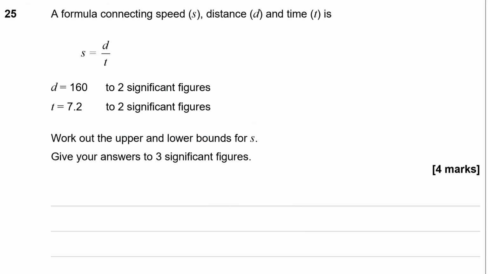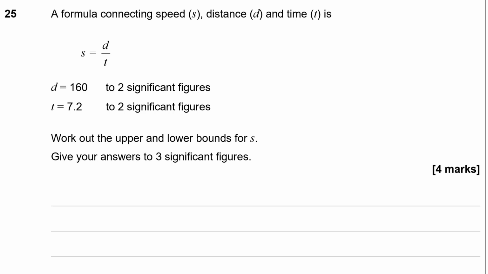In question 25, we've been given a formula S equals D divided by T, and we've been given the values of D and T correct to 2 significant figures. Now this question is about working out the upper and lower bounds for S, given our answer to 3 significant figures. Now, in order to do that, we need to know what the upper and lower bounds of D and T are. Okay, so D is 160 to 2 significant figures.